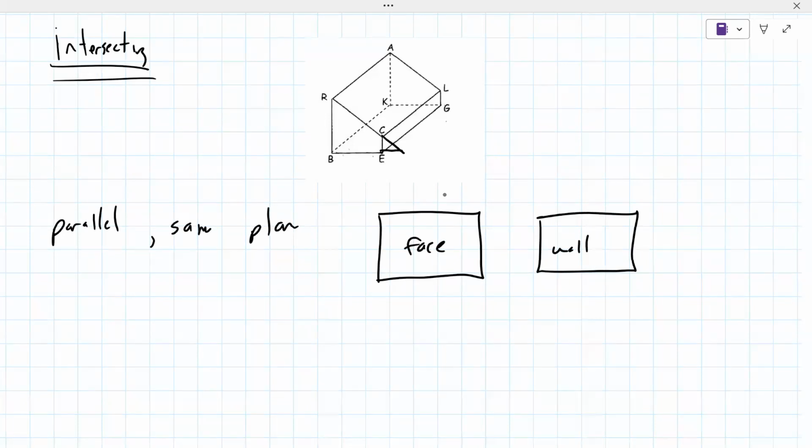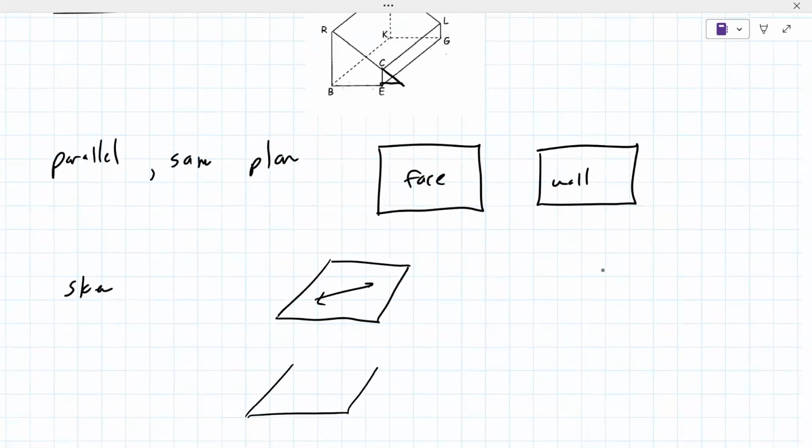All right. And then skew means they're on different planes. There's a line, and then here's another line. They're not parallel, they're not on the same plane, but they don't intersect. Right. So hopefully that's enough information to run through the next grouping here.